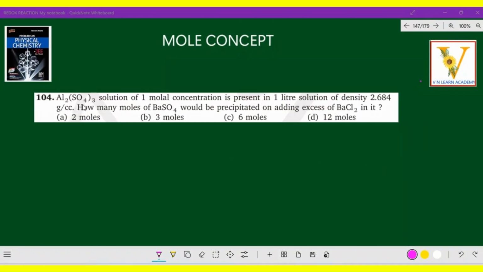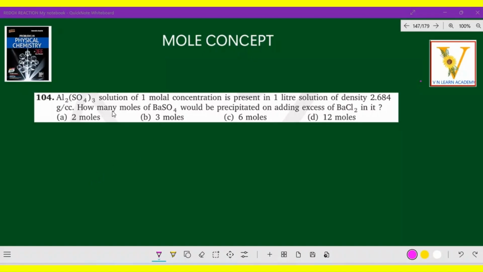Next question: Al2(SO4)3 solution of 1 molar concentration is present in 1 liter solution of density 2.684 gram per cc. How many moles of BaSO4 would be precipitated on adding excess of BaCl2 to it? Now we have to identify the number of moles of BaSO4 precipitated on adding excess of BaCl2. Right, come on, let us identify that.